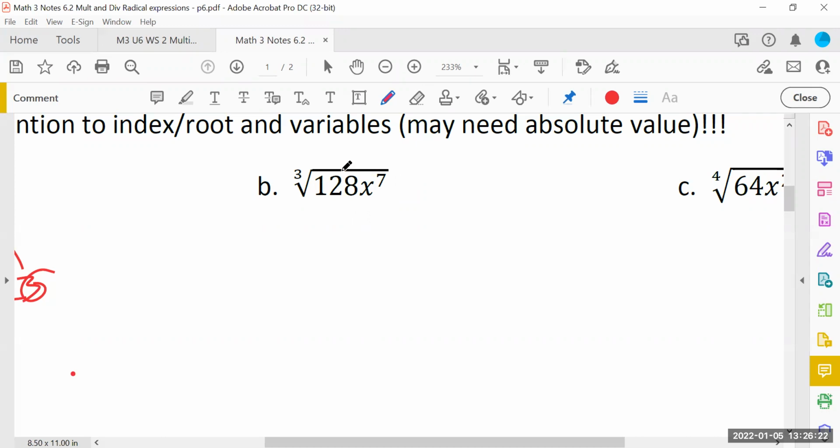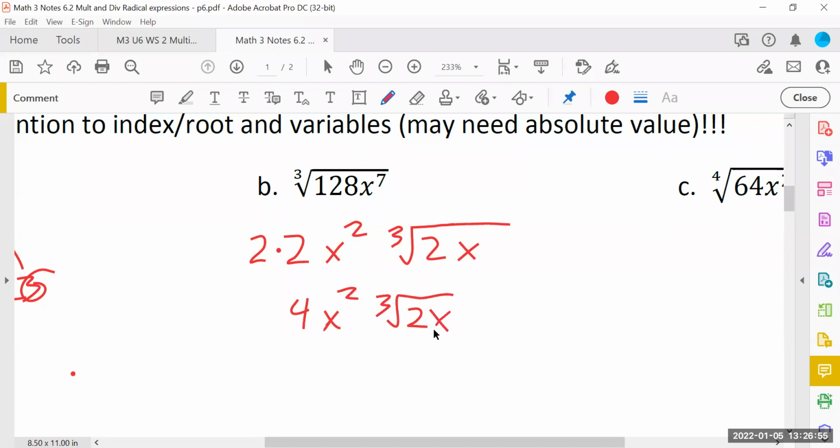So this is 7 2s. That means I can take out 2 sets, right? 3 and 3. 2 sets of 2s. 2 times 2 on the outside, but 1 2 is left on the inside because there were a total of 7. And the same thing happens with the x's, right? 7 x's. I can take out 2 sets of x's, but leave 1 behind. Clean it up a little bit. 4x squared cube root of 2x. There's my answer.